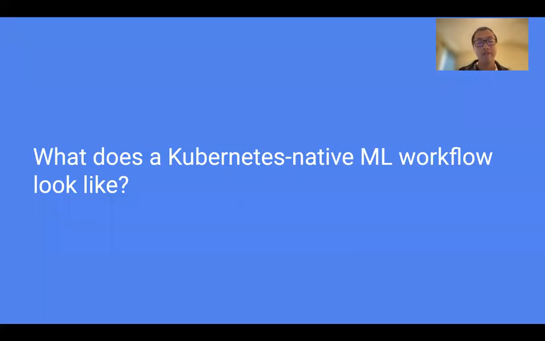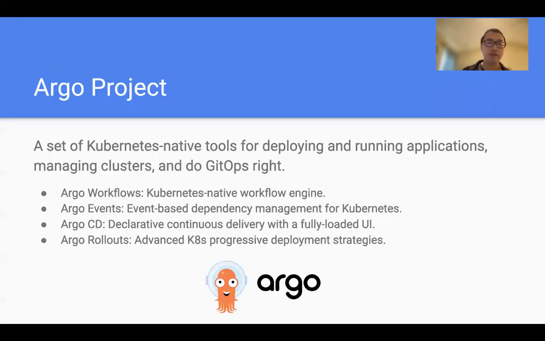What does a Kubernetes native machine learning workflow look like? First, let's talk about the Argo project. The Argo project consists of a set of Kubernetes native tools for deploying and running applications, managing clusters, and doing GitOps. GitOps, in a sense that we are storing everything in Git, we are versioning everything, making sure Git contains the source of truth to reflect your infrastructure.